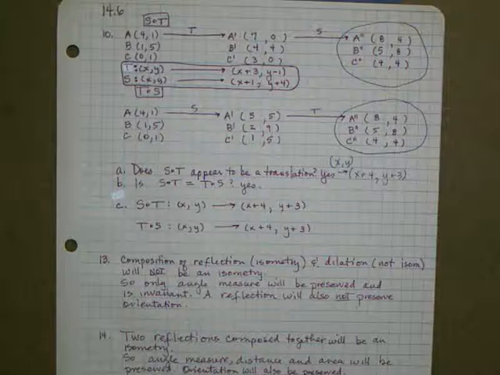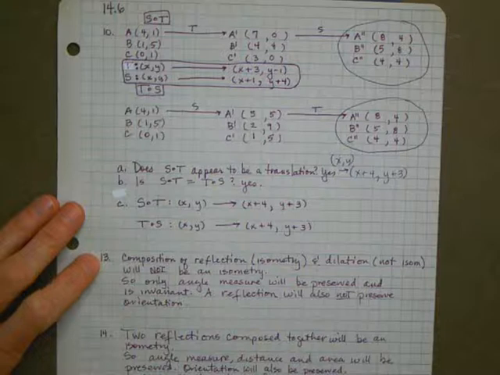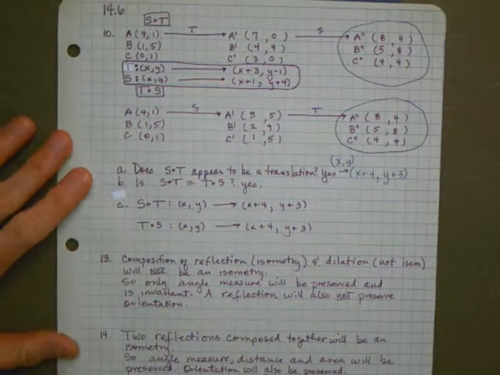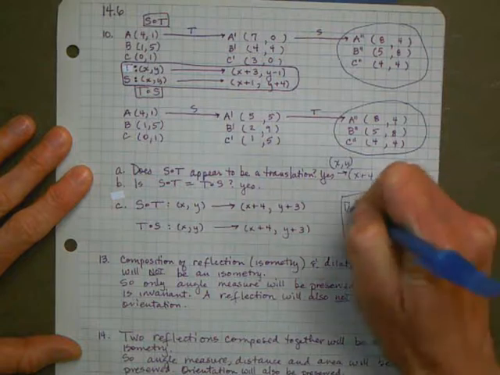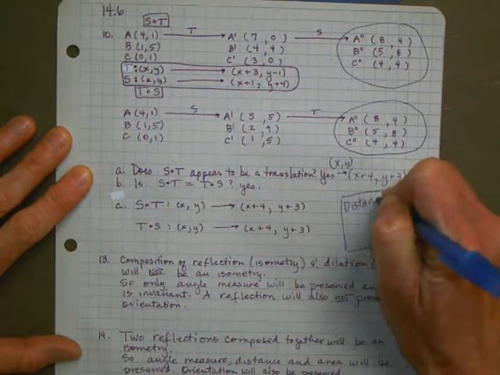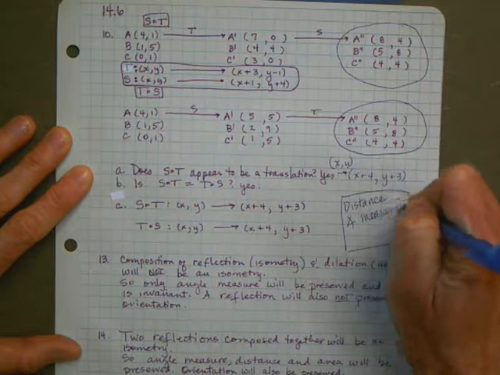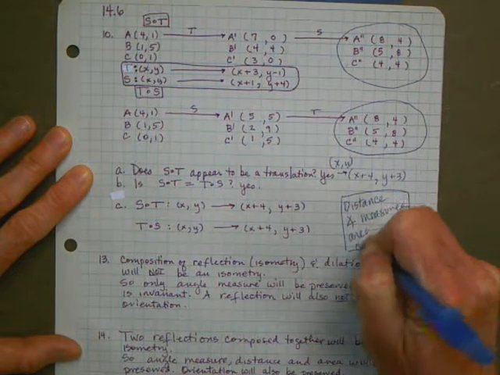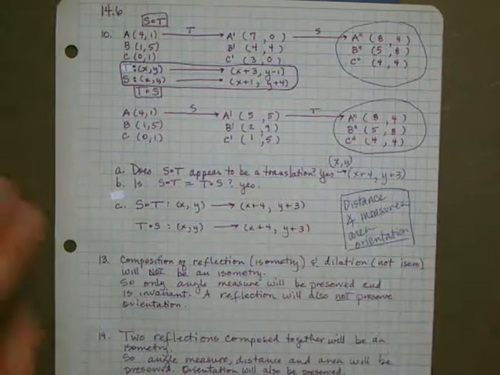It's a little involved. Now problems 13 through 16, we have to tell which of the following properties are invariant under the given transformation. The properties are distance, angle measure, area, and orientation. I'm going to make a little list of all the properties here: distance, angle measure, area, and orientation.